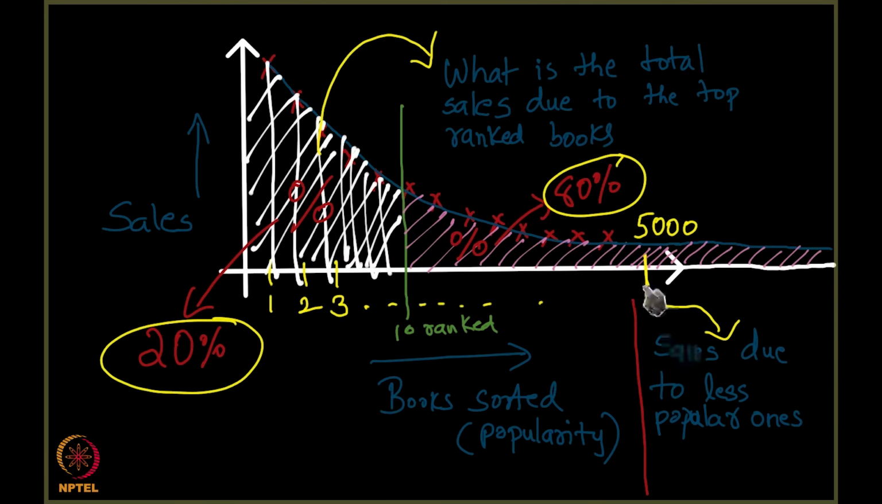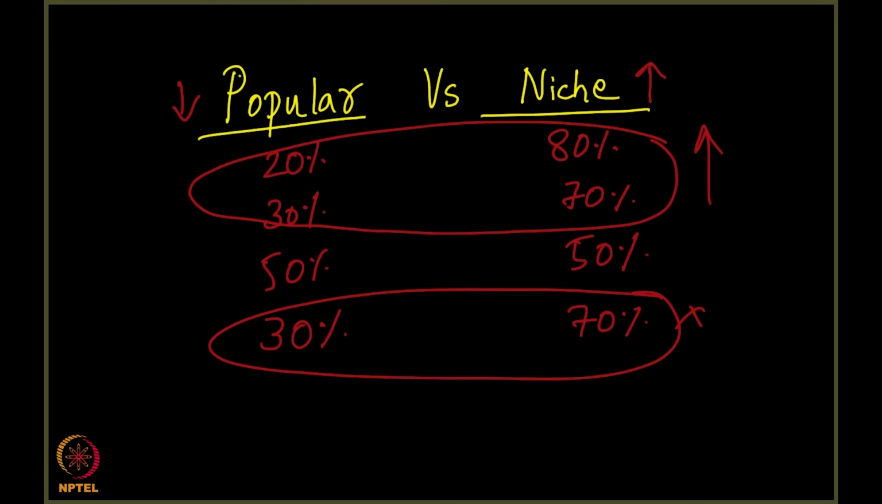Is probably the niche ones and less so of the popular ones. Okay, so this has been there historically in sciences. People have observed this property in many walks of science. One such thing is a very interesting fact, which is, let me try plotting and then tell you what this is.